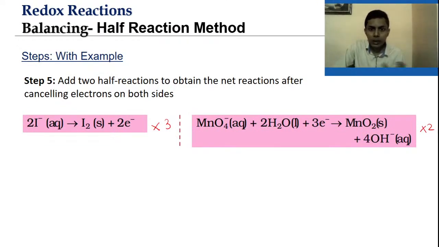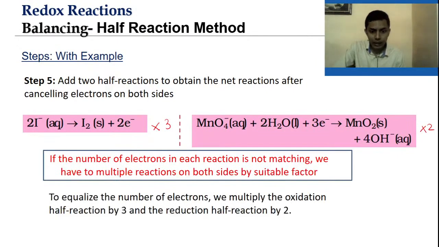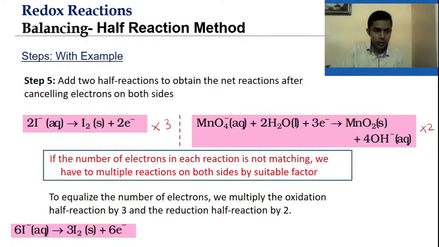Yes. So when I multiply it with 3 on the oxidation side and 2 on the reduction side, I'll get 6I minus. Here it is saying the same thing. If the number of electrons in each reaction is not matching, we have to multiply reactions on both sides by a suitable factor. Here the suitable factor will be 3, so that 3 into 2 is 6. Here the suitable factor is 2, so that 3 into 2 is 6. So 6 and 6 will be balanced.